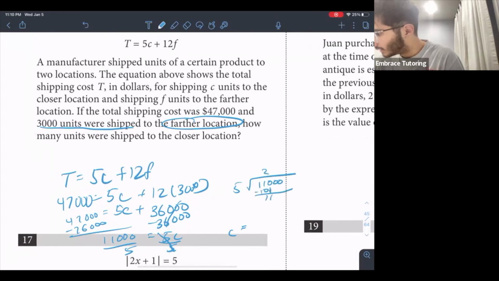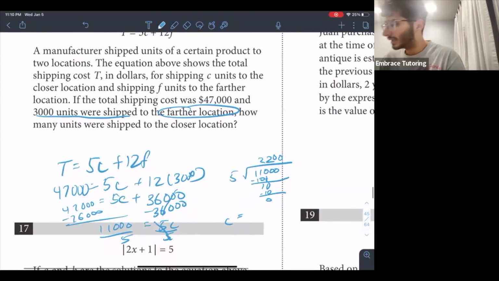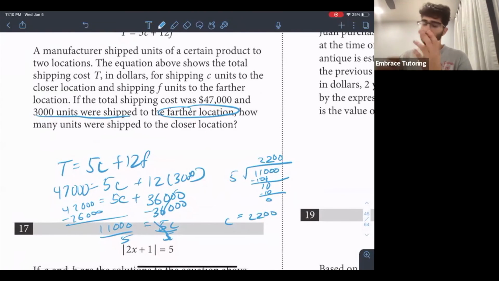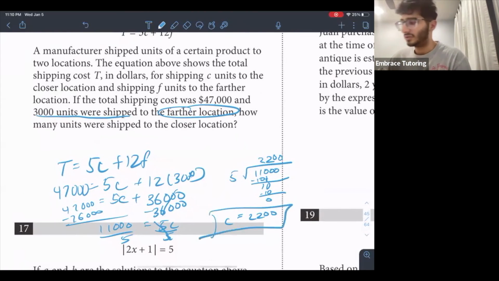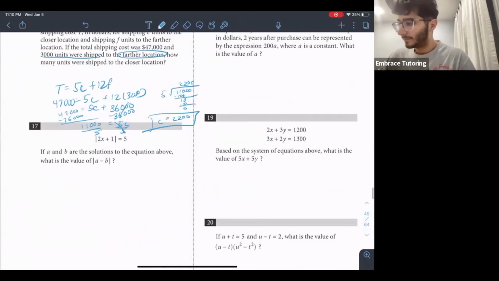2, 10, and then 10 again. So 2, 0, and then you carry the 2 zeros, and then you get 2,200 units for the closer location. So that is our answer, 2,200. Question 17.